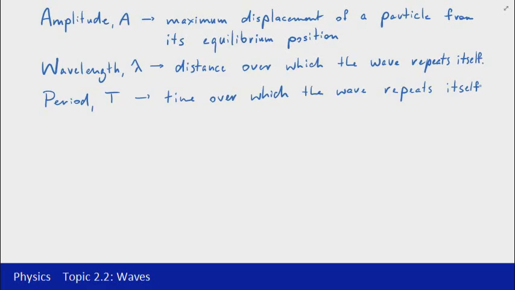Now, the SI unit for time is seconds, and so period would usually be measured in seconds. Now, there's another quantity that you can't really represent graphically, but that's useful in order to quantify a wave, and that's frequency. Frequency is a little bit harder to measure. You'd usually need something to do with period in order to figure it out. But you can think of frequency as how often a wave repeats itself in a given time period.